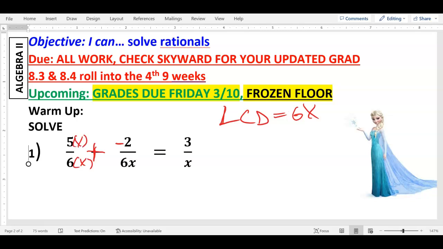And then the middle one is already 6x, so what about the right side? What is this missing? Does everyone see that this is not 6x? I will need a 6 in front of that x. So you're going to multiply it by 6. That looks horrible. Let's try that. Multiply by 6.